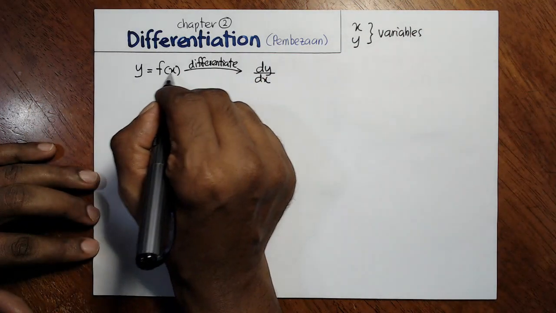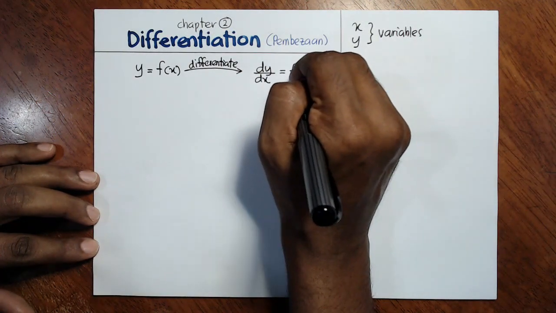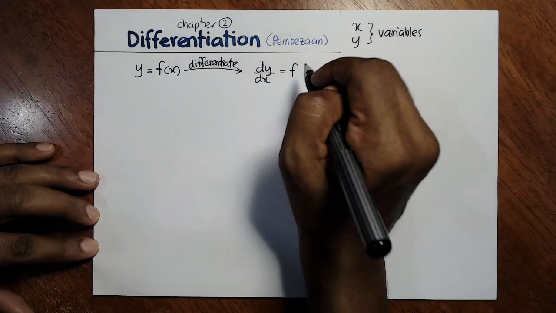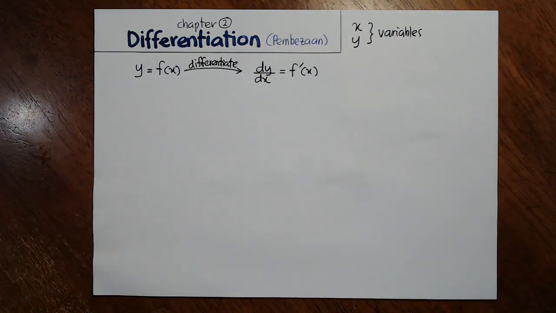And whatever is in terms of x will also go through some changes. So f(x) will not be f(x) anymore, it will be f prime x. So remember, when you differentiate y, it becomes dy dx. So what happens to an equation when you differentiate it?